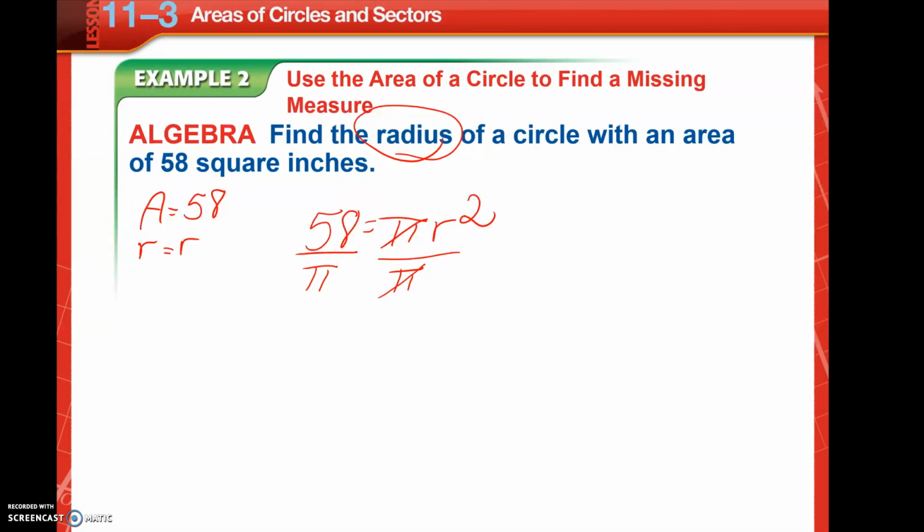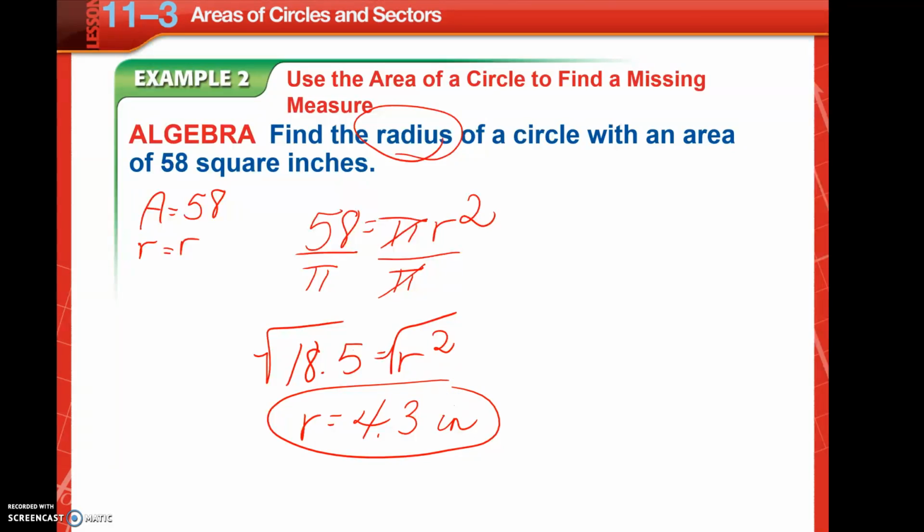So we have 58 divided by pi. So 18.5 equals your radius squared, and then square root both sides. And your radius equals 4.3 inches. So that's how we can find the radius. And again, if I wanted diameter, I couldn't find diameter right from this. I would have to still square root it, find my radius, and then multiply by 2.